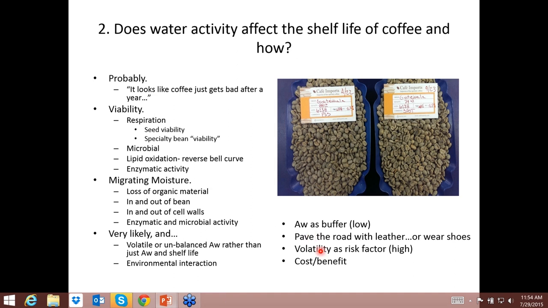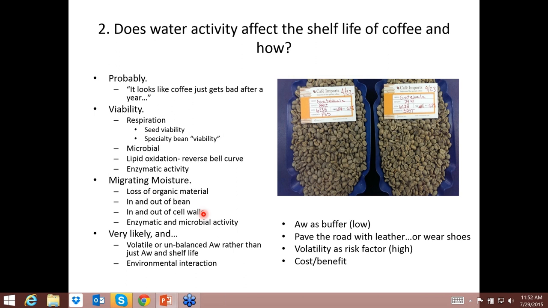They shipped together. They got delayed together. They arrived together, and while they were both 88, 89 on the pre-ship side, the high water activity one, presumably due to that delay in port down in Colombia, really tanked in terms of the score, and the other stayed quite stable for us. So low water activity, we're looking at it as a buffer. This idea: you can pave the road with leather, or you can wear shoes.